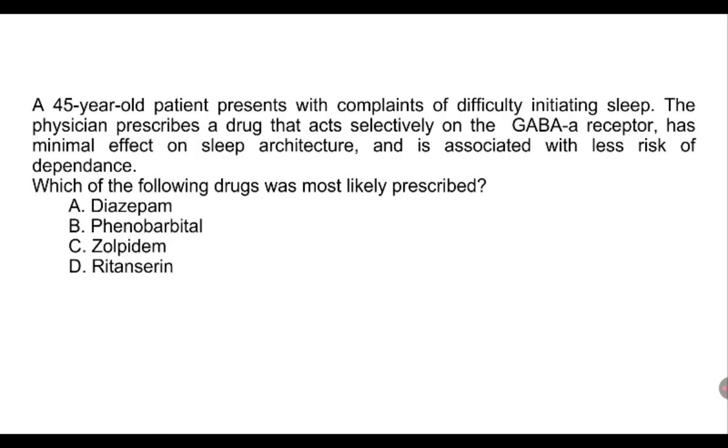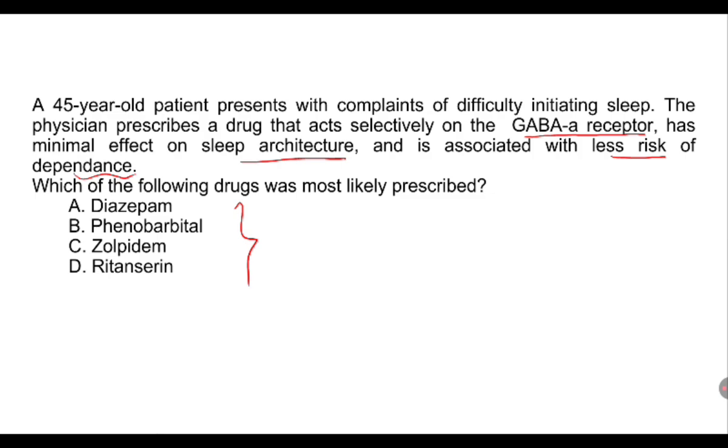This is the clinical case scenario: a 45-year-old patient presents with complaints of difficulty initiating sleep, and the physician prescribes a drug that acts selectively on the GABA A receptor and which has minimal effect on the sleep architecture and is associated with lesser risk of dependence. Which of the following drugs is most likely prescribed among these four? So this is the question.